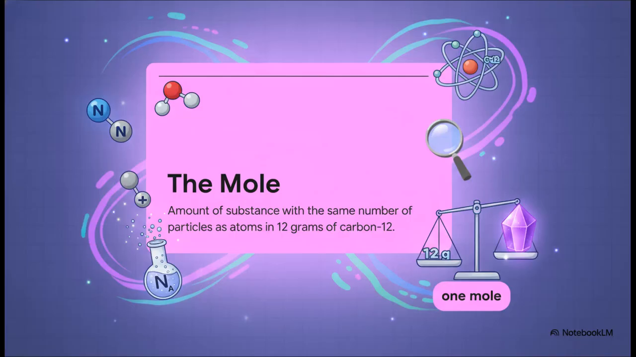So the really crucial takeaway here is that a mole is a fixed counting unit. By pure definition, it's the amount of a substance in grams that has the exact same number of particles as there are atoms in exactly 12 grams of pure carbon-12. Whether you're looking at atomic nitrogen, molecular water, or silver ions, one mole will always contain exactly Avogadro's number of those specific particles.